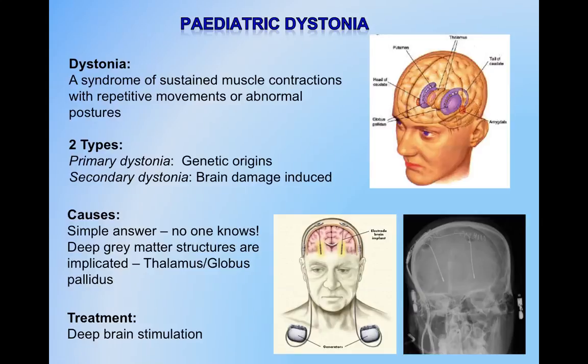All they know is that if you target these deep grey matter structures, like the thalamus and the globus pallidus, through deep brain stimulation, then it actually helps to abate the symptoms. So the actual cause of it isn't really known very well. And so here's an example of what deep brain stimulation is.